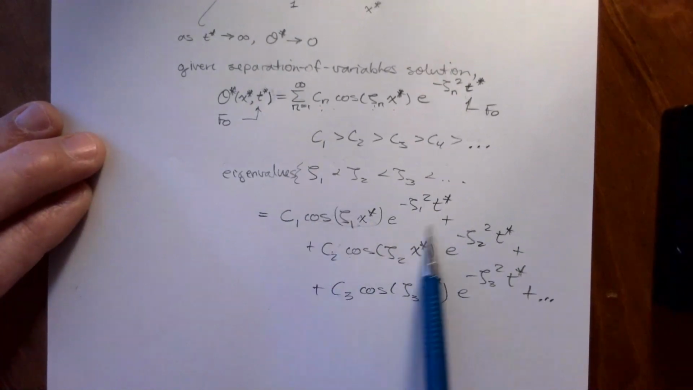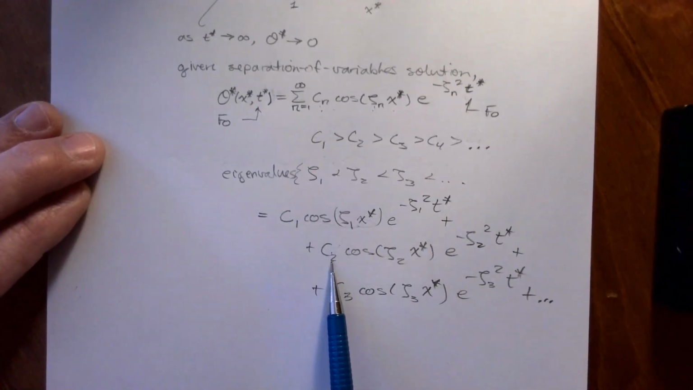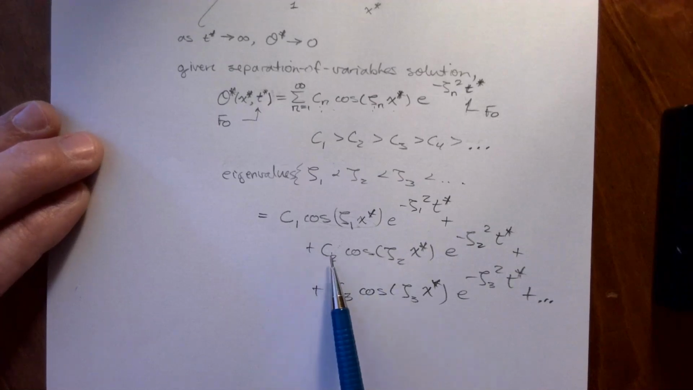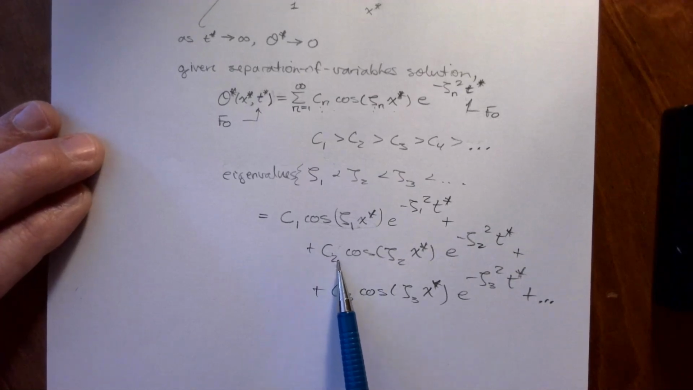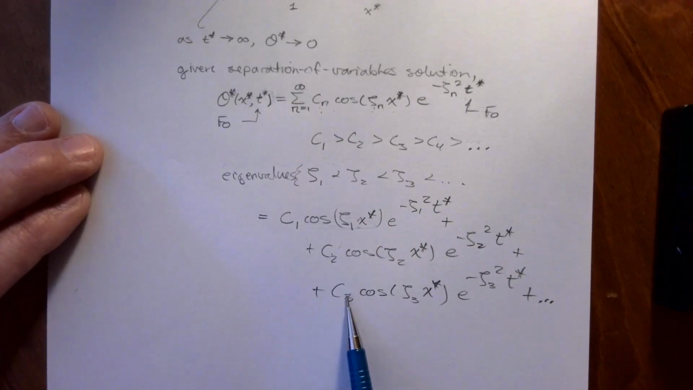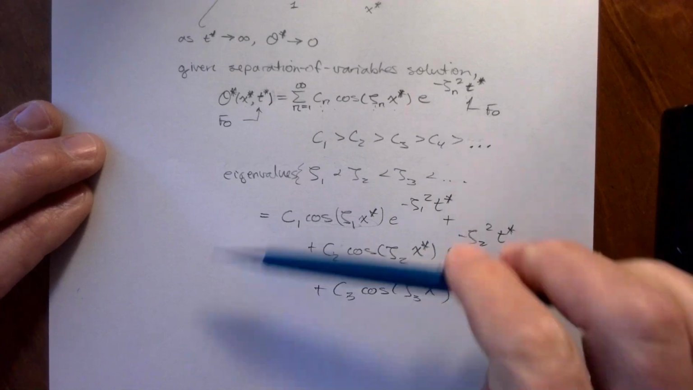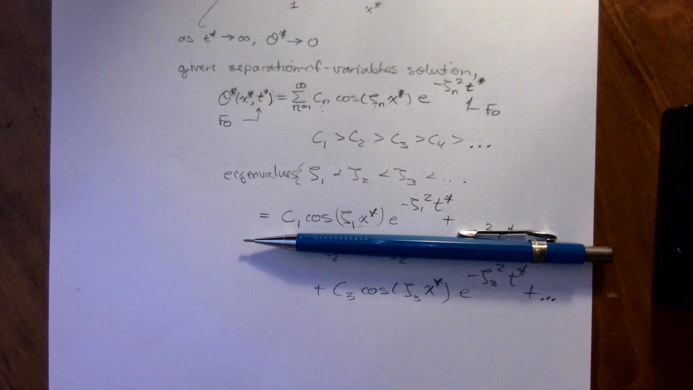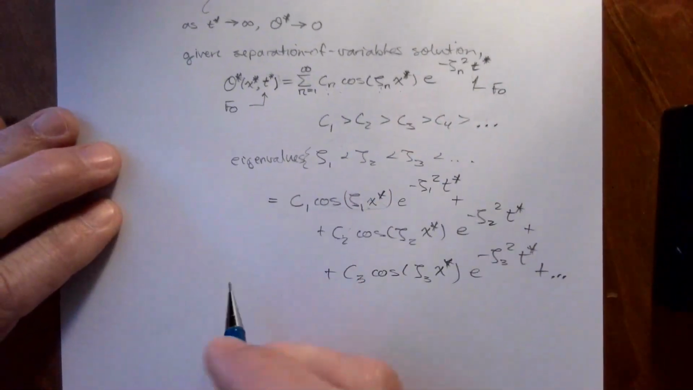So we only need to include this one. C2 is less than 10% of C1. It's probably even less than that, actually, and it gets even smaller and smaller as the time increases. And this C3 will be even smaller than that C2. So from a practical perspective, there's no need to even include these for large t star values. So that's called the one-term approximation.